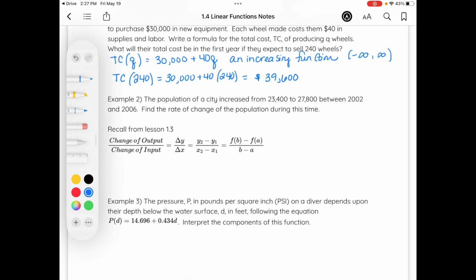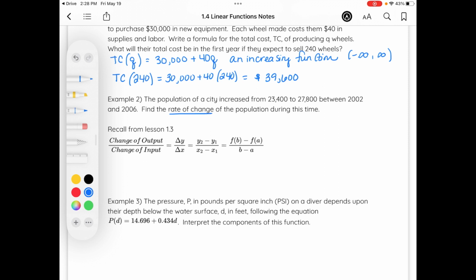The population of a city increased from 23,400 to 27,800 between the years 2002 and 2006. Notice it's asking us to find the rate of change. It's not asking us to find the average rate of change, but as you'll see in our definitions below, to find the rate of change of the population during this time, the formula remains the same, right?